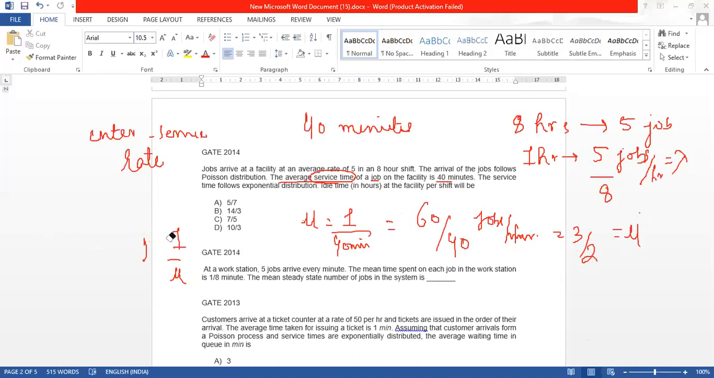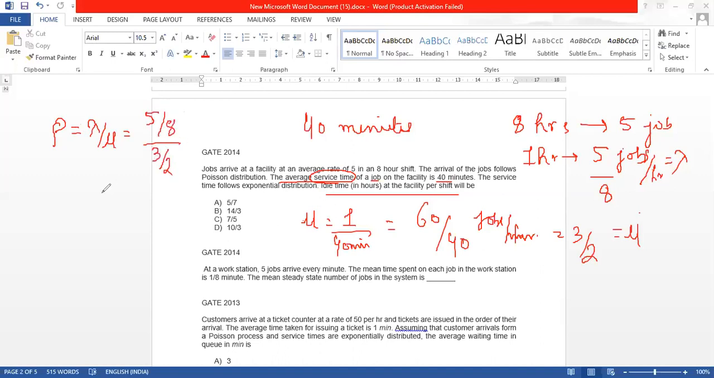Okay, so what do we have to find in this question? It is asked to find, given that the service time follows the exponential distribution, what is the idle time? For that you must know what rho is. Rho is lambda by mu. That gives us 5/8 divided by 3/2. So this will be equal to 5/8 into 2/3, which equals 5/12.